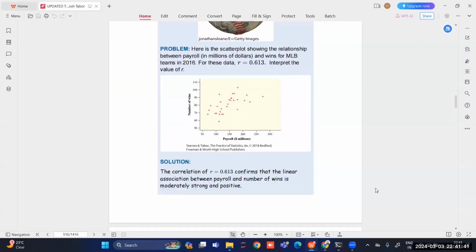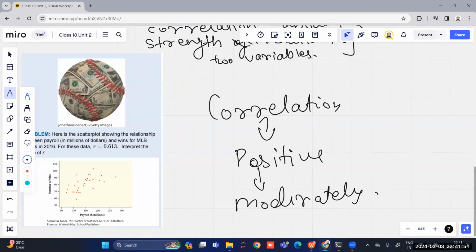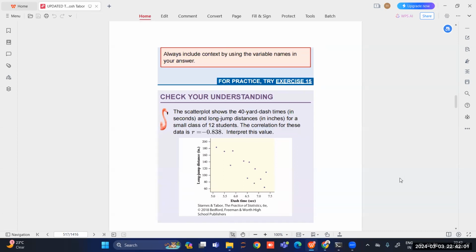So we'll see what he has written. Payroll and number of wins is moderate, strong, and positive. Strong means what? And is it linear? Yes, it's linear. It is a linear association. It is also positive, linear, moderately strong. It is weakly strong or moderately strong, we say. So that was the answer for it.